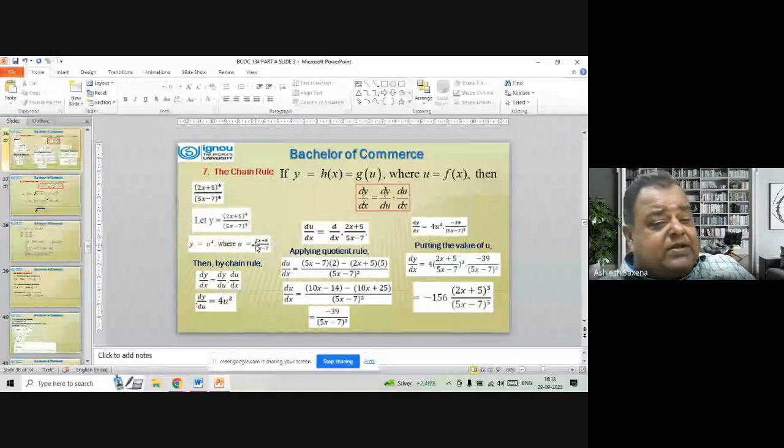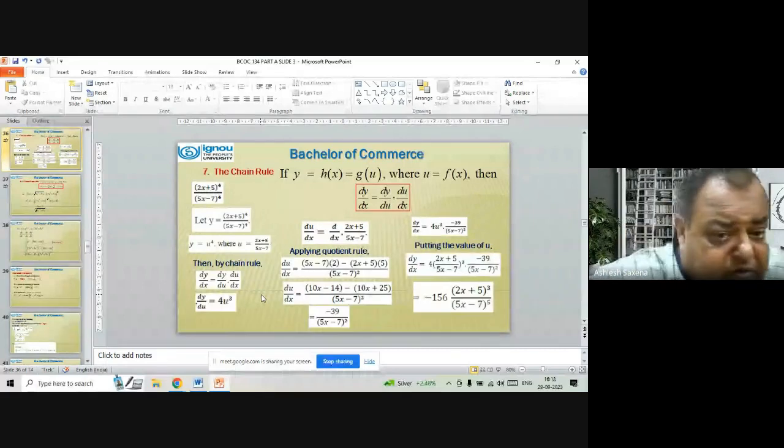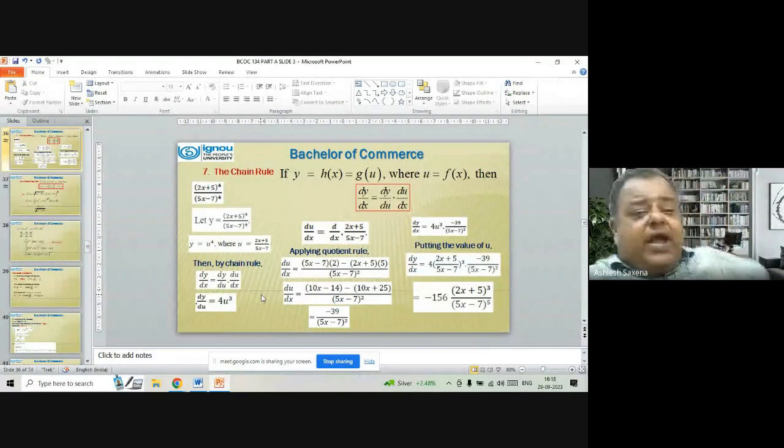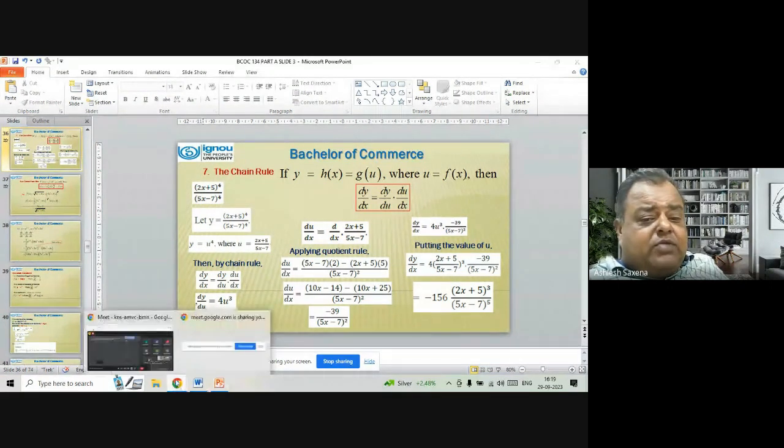That means when I will be applying chain rule, dy by dx will be equal to dy by du into du by dx. Now your question arises, how we will find out dy by du? Y and u are here only in this term. So the derivative of y will be dy by du, and u power 4 will give 4 u power 3. Here you got 4 u power 3.